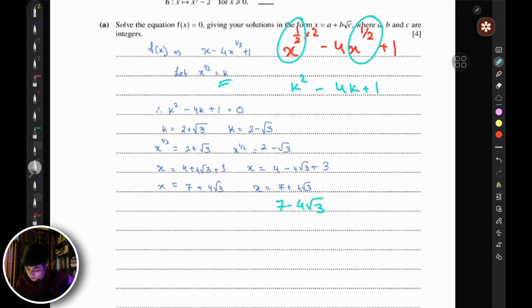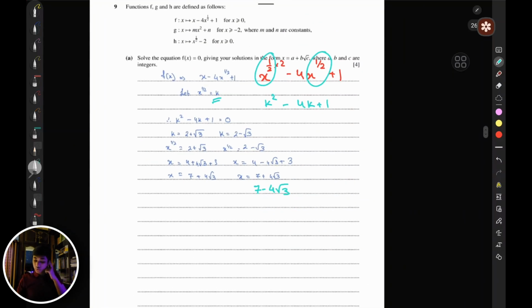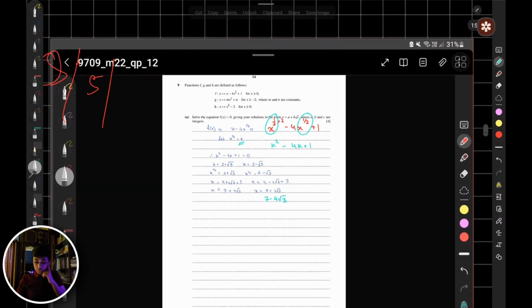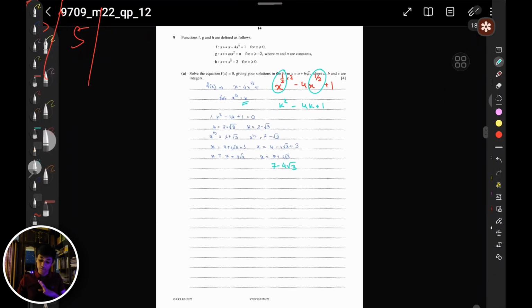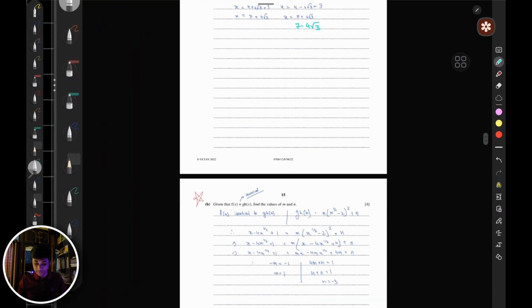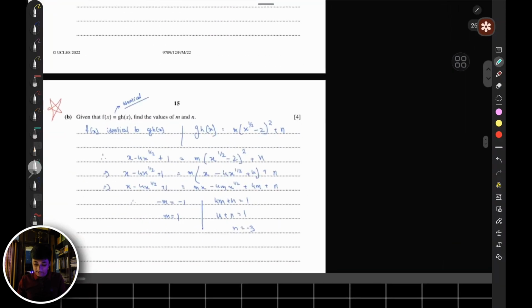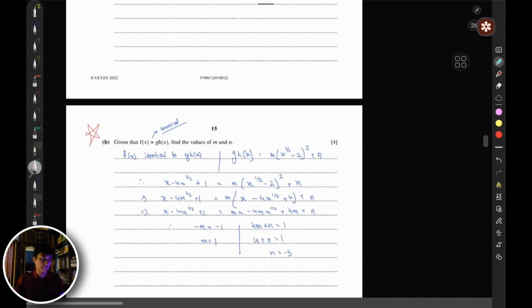So there are two answers: 7 plus 4 root 3 and 7 minus 4 root 3. So these are both your roots of the equation. Okay, so that is your part A. Fairly simple. Now, what is part B telling us? Part B is telling us, given that f of x is g of h of x, a composite function, find the values of m and n.